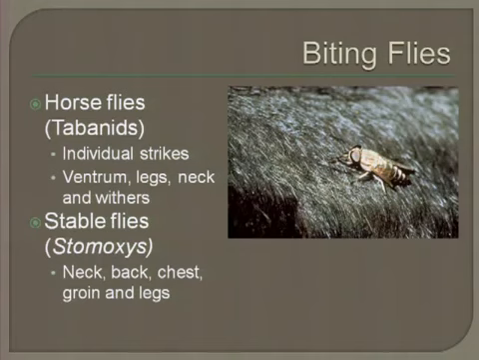The feeding areas of preference for the tabanids are the ventrum, the legs, the neck, and the withers. These flies are extraordinarily difficult to control. Because they're very strong flyers, you can't put up fans to prevent them from flying around, and you basically need to apply frequent fly repellents to your horse.